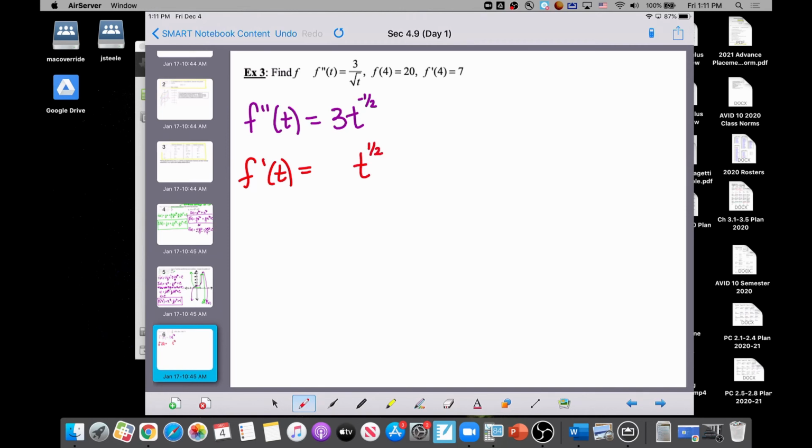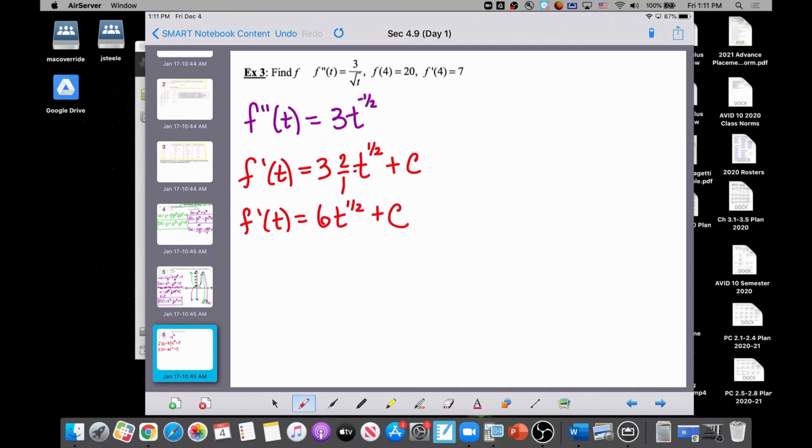But then I have to undo that by multiplying by the reciprocal of that, which is 2 over 1. And the coefficient that was there is still there. Okay? And then I have my plus c. So when I simplify this, my f prime of t is going to be 6t to the 1/2 plus c.